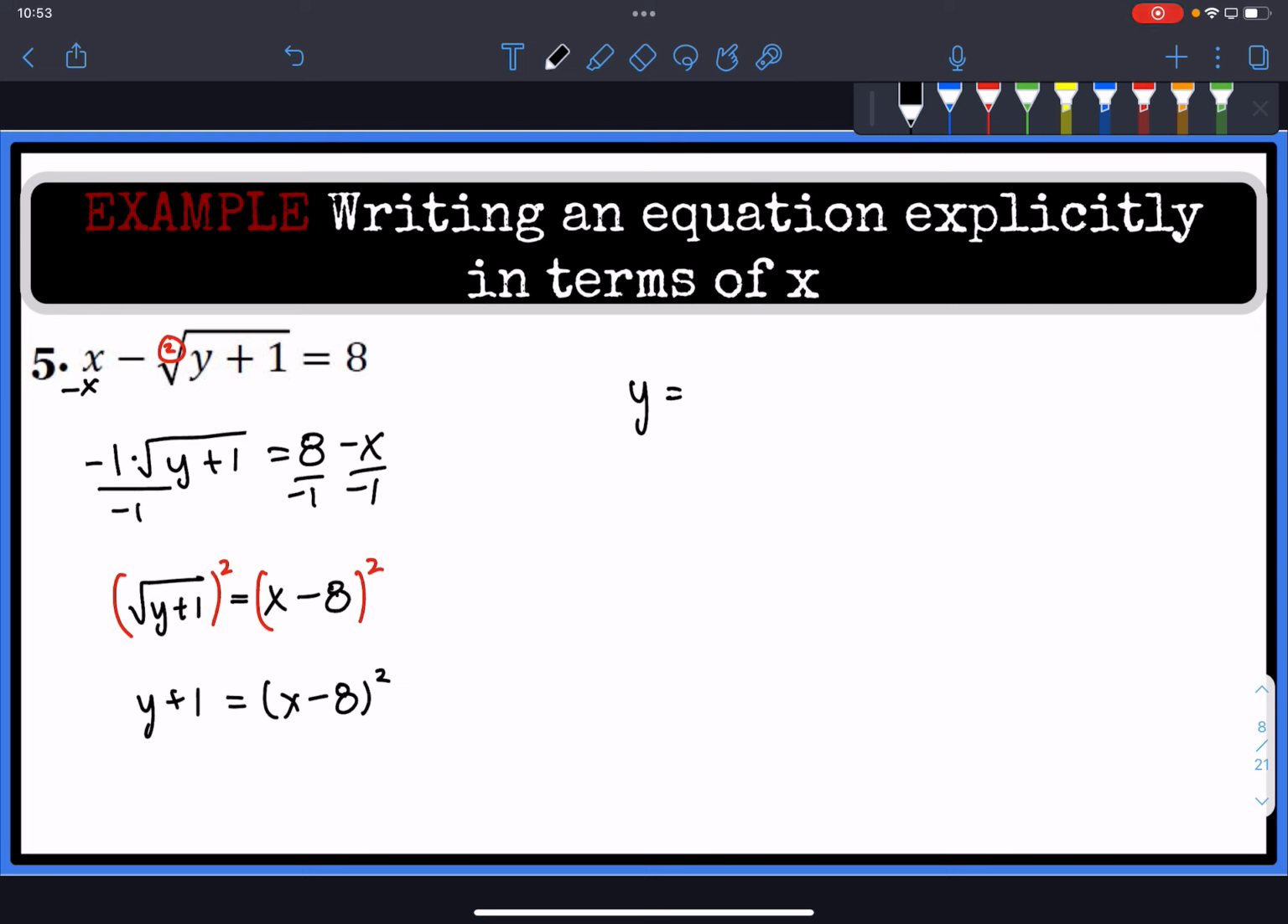So we know that y will then equal x minus 8 to the second power and then minus the 1. So this is our equation explicitly written in terms of y. I'm sorry, in terms of x. It's solved for y, which means that it's in terms of x, since those are the two variables that we have.